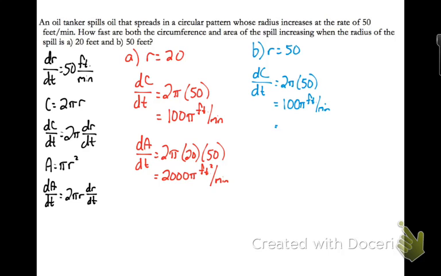the circumference is changing. But dA/dt will be different, because the rate of change of the area is relative to the radius. In this case, it would be 2 pi times the radius, which is 50, times dr/dt, the rate of change of the radius, which is also 50. And so when the radius is 50, the rate of change of the area is 5,000 pi square feet per minute.